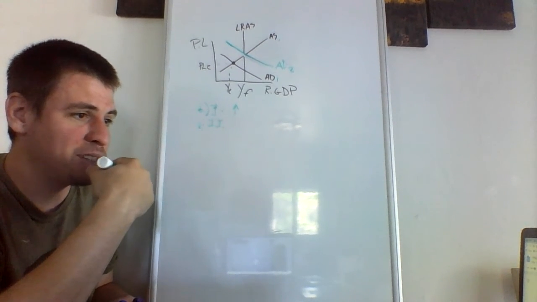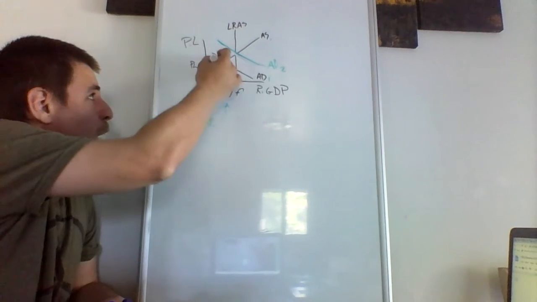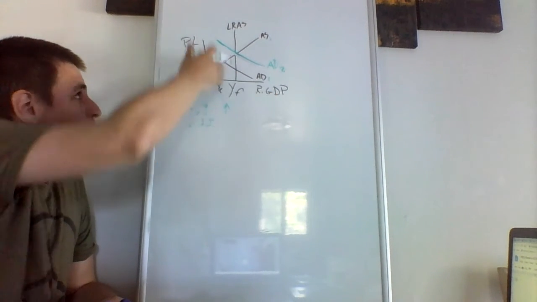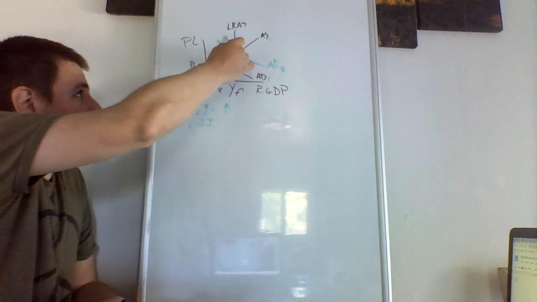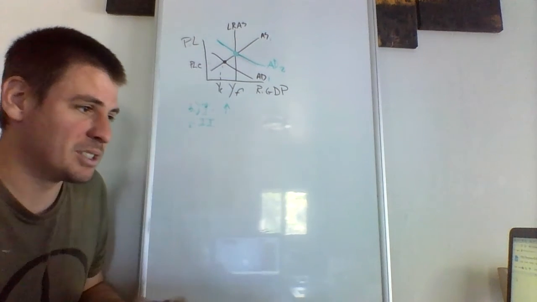Equilibrium real output and price level, respectively, will both increase. Output is to the right. Price level increases too. Price level goes up. So both have increased as well.